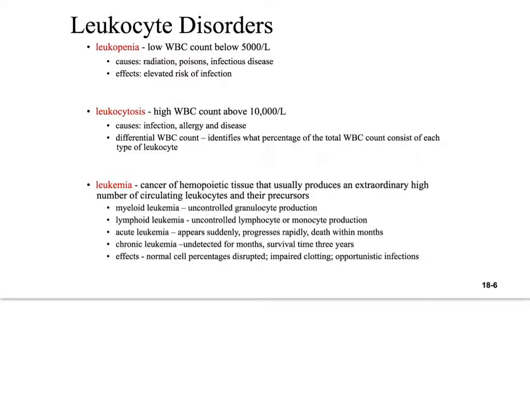Now, leukocyte disorders. The first one I have on here is leukopenia. It's below 5,000 per microliter. This can be caused by radiation, maybe some pesticides, poison. Sometimes infectious disease can lower it. If you don't have enough white blood cells, that puts you at a greater risk for infection.